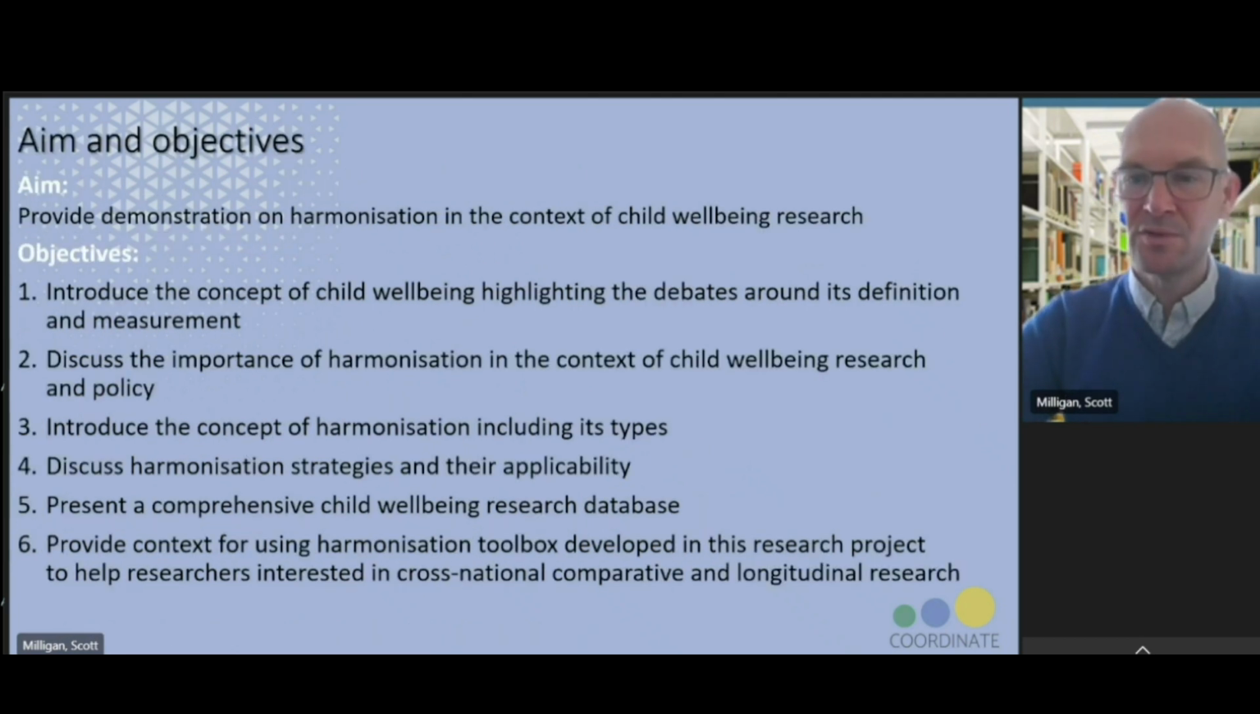The aim of the workshops is to provide a demonstration on harmonization in the context of child well-being research. Over the two workshops, we have introduced the concepts of child well-being by highlighting the debates around its definition and measurement, and discussed the importance of harmonization in the context of child well-being research and policy. We introduced the concept of harmonization, including the different types of it, in the previous workshop, and also discussed the harmonization strategies and how they are applied.